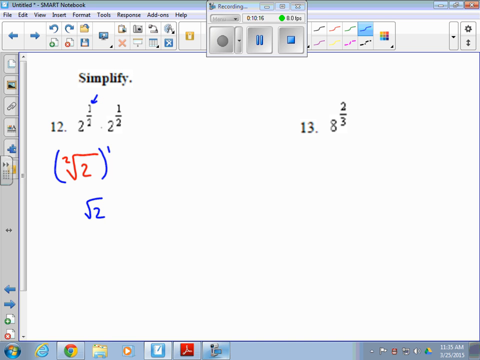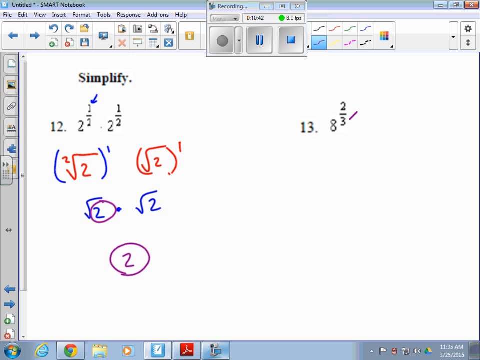The same thing with the other one. It's the square root of 2 raised to the first power. So it's the square root of 2 times the square root of 2. And the same radical times itself is simply whatever that radicand is, 2. If you multiply them by each other, you get the square root of 4, which we know the square root of 4 is 2. This one says 8 to the 2/3 power.